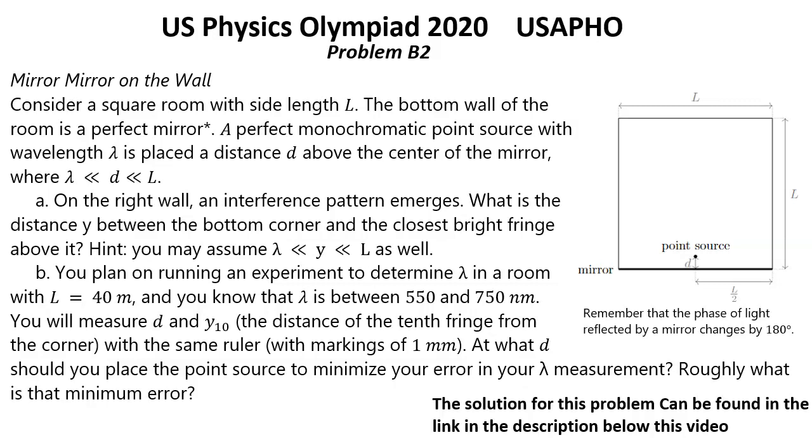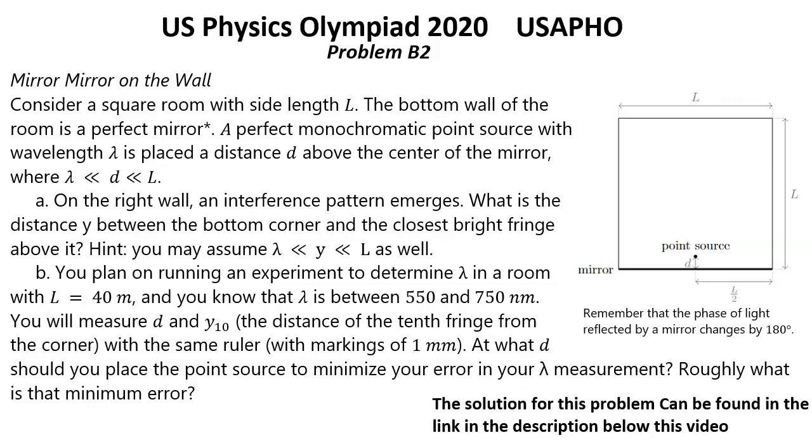The bottom wall of the room is a perfect mirror. Remember that the phase of light reflected by a mirror changes by 180 degrees. A perfect monochromatic point source with wavelength lambda is placed a distance d above the center of the mirror, where lambda is much less than d, which is much less than L.